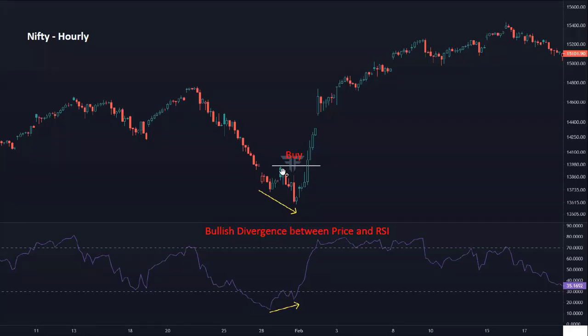You buy when price breaks above this horizontal trend line. That is when price surpasses this high, and you could keep a stop loss below the low of this decline. So this was the low. This was the lowest point of this decline. So you could have placed a stop loss somewhere below that.